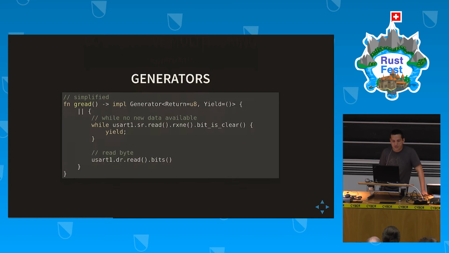So here's the method for reading a byte from the serial interface using generators. It looks similar to the wait method I showed you before, but instead of continuously polling the status register, in this case, what this method will do is yield control back to the caller while the condition is not met. And then it will return the byte when it becomes available.